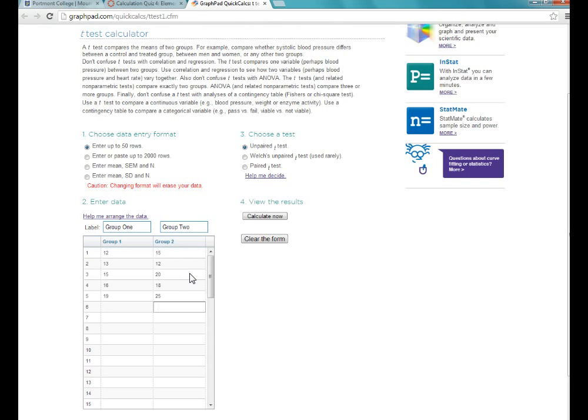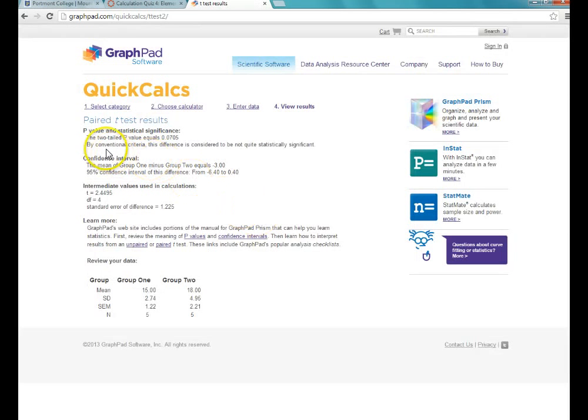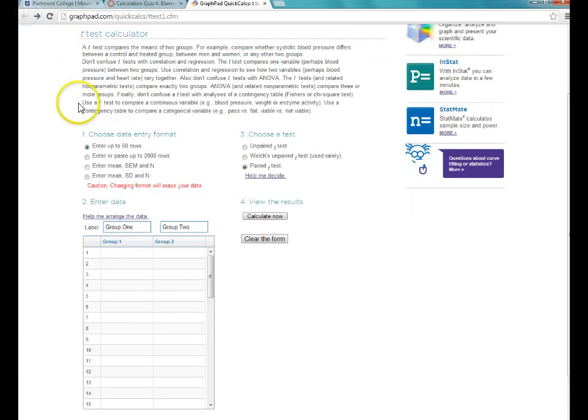And this time, since it's a relationship between the two, and the two groups are paired, this would be a paired t-test. Calculate now. Okay, getting some p-values, some information, t-scores, and it's telling me that it's not quite statistically significant because it's not close to the 5%. Okay, let's try again. Let's try something like changes over time.